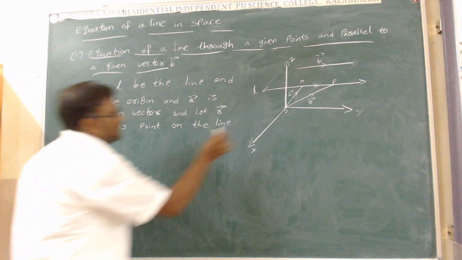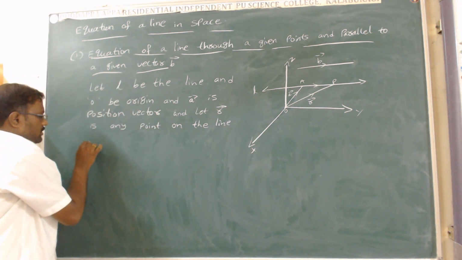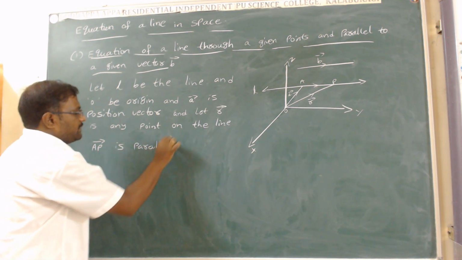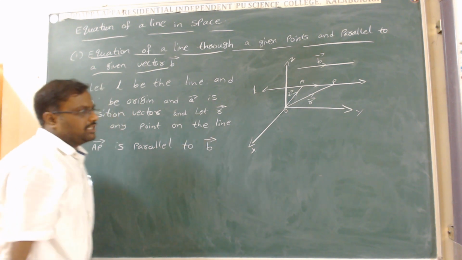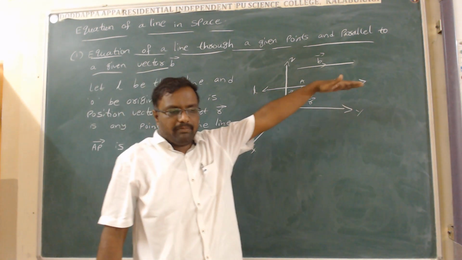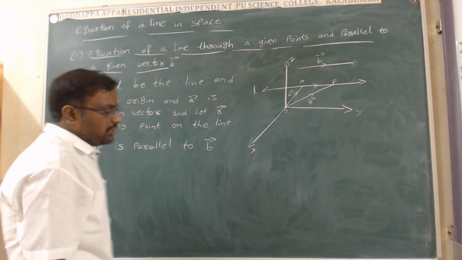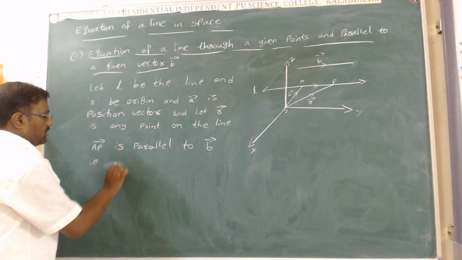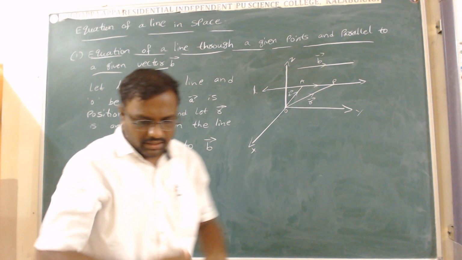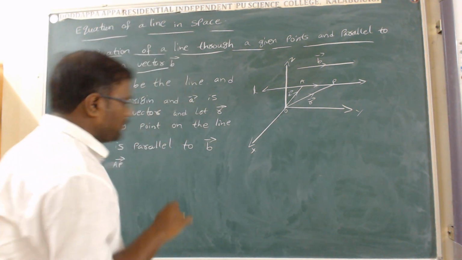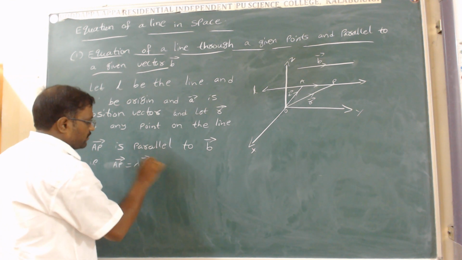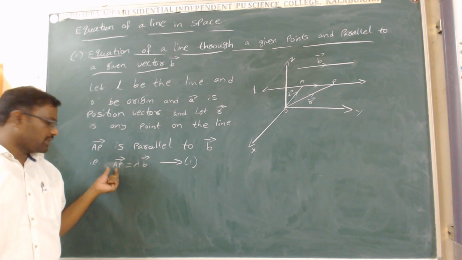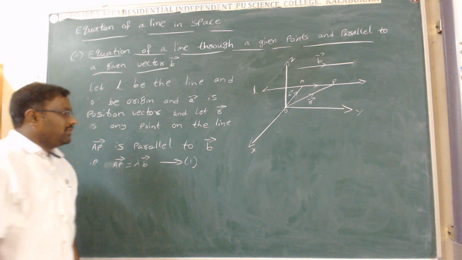Next, what is given here? First you have to observe that vector AP is parallel to vector B. That is, vector AP is equal to lambda of vector B. This is the first condition. When it is given that vector AP is parallel to vector B, you can use the condition vector AP equals lambda of vector B.